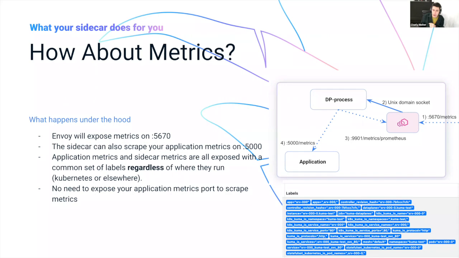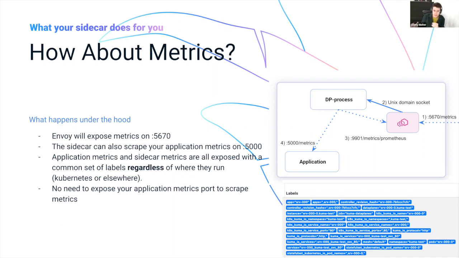But your sidecar, you can also set it up so that it actually scrapes metrics from your application as well. The advantage of that is that both your sidecar metrics and your application metrics are going to be exposed with the same labels. So it's very easy to build a common set of dashboards and things like that that will combine sidecar metrics with your application metrics.